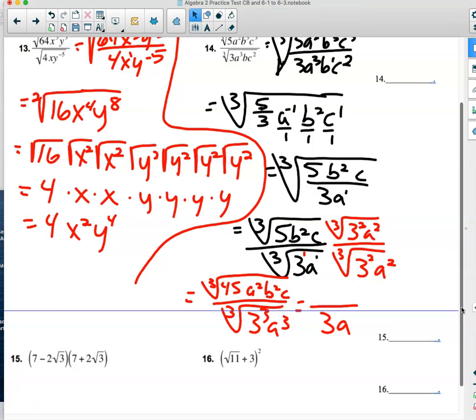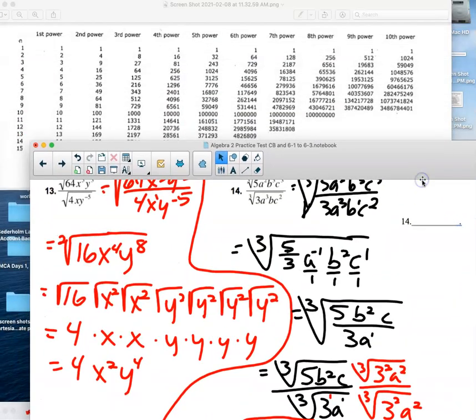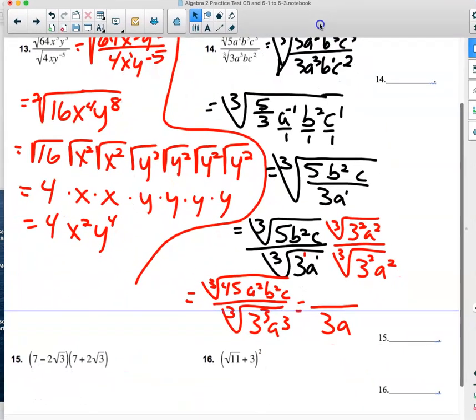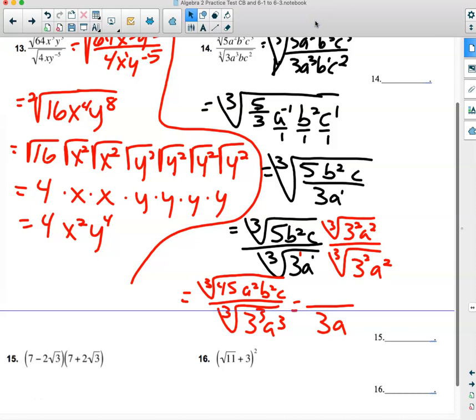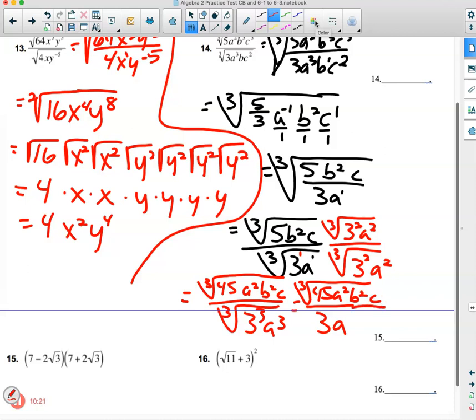Now, the only thing we'd have left to check would be, I wonder if I can break apart that cubed root of 45. Let's see. Third power, 45 would be right here. Well, you can't divide 45 by 27. And you can't divide it by 8 either. It is done. And when we did section 6.2, I'm going to remind everybody that if you have done this correctly, most of the time you're not going to be able to do any simplifying when you get to this point. So it's just going to be the cubed root of 45 a squared b squared c over 3a.